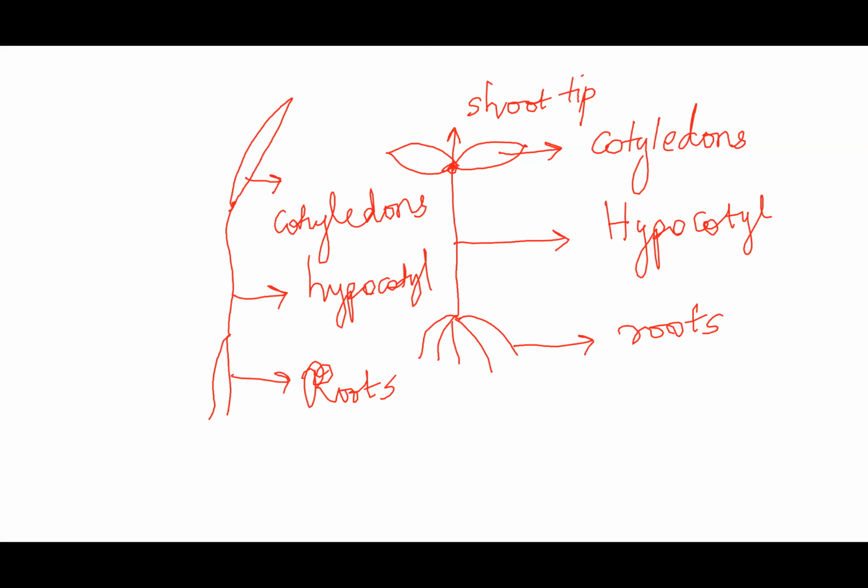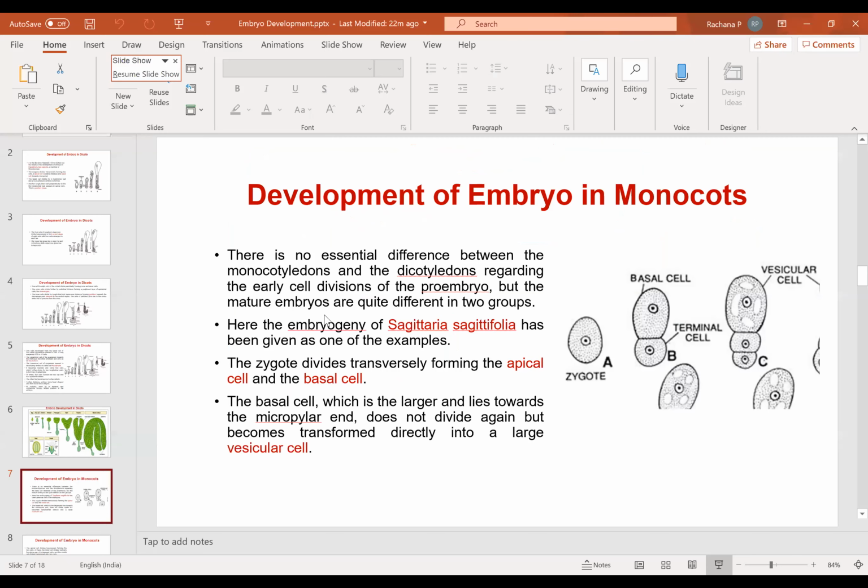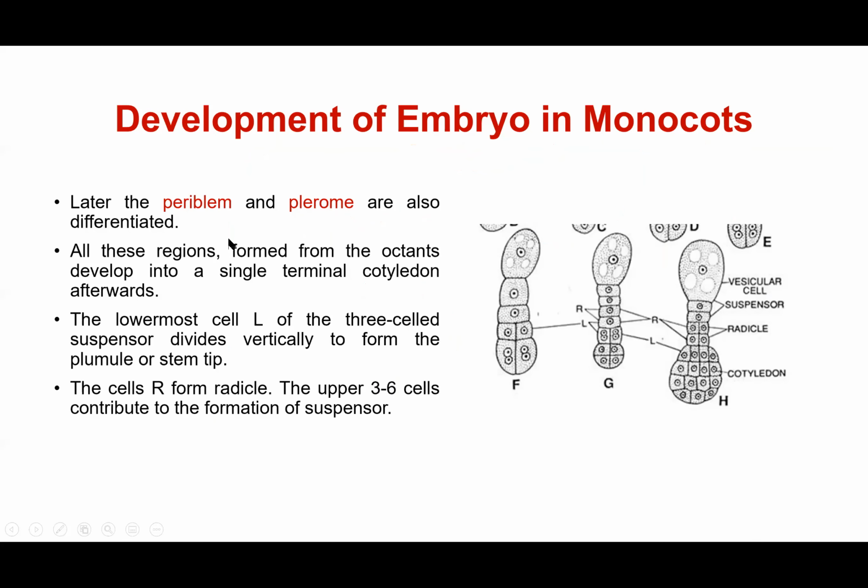Let's go back to the presentation. So we have the formation of dermatogen, periblem and plerome, and all these regions in the octants divide to form a single cotyledon because they belong to monocots. Now, in dicots the lowermost cell of the suspensor gave rise to the root apical meristem. It was called the hypophysis.